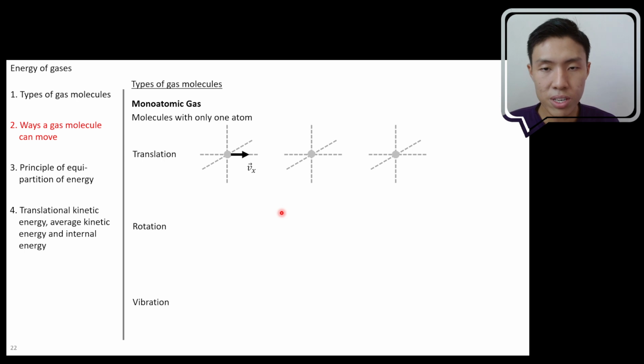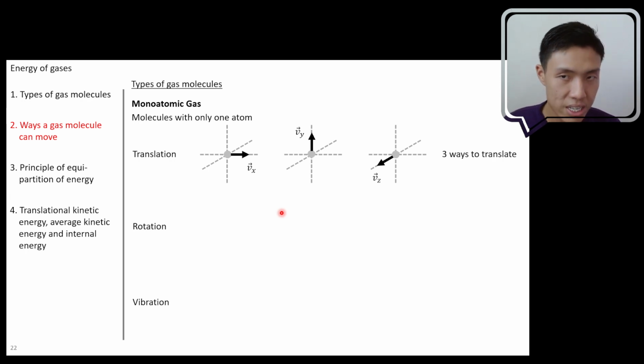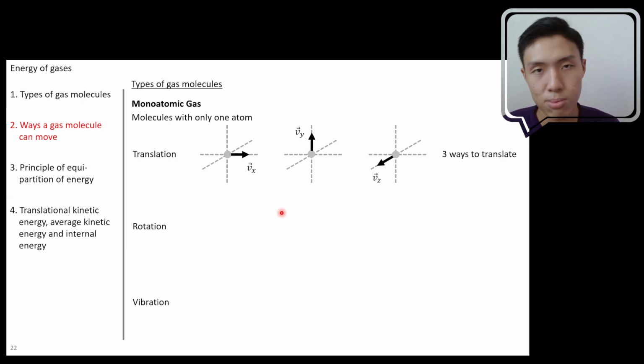From here you can see that the x-axis motion, we can call it the x component of velocity, or the motion in the up-down direction, you can call it the y component of velocity. Whereas motion in the front-back direction, you can call it the z component of velocity. So there are basically 3 ways for you to translate if you are a monoatomic gas molecule.